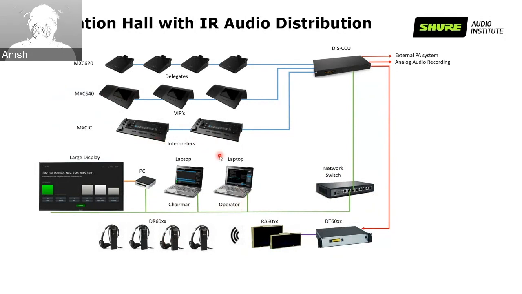The interpreted languages can be received on the devices directly by plugging in a headphone and selecting the channel. They can listen to the interpreted language, or the audience can use an IR-based solution, having a receiver, plugging a headphone into it and selecting the channels. In all cases the DIS CCU is used, and the separate channels are routed to all these delegates, VIPs, interpreters and operators.